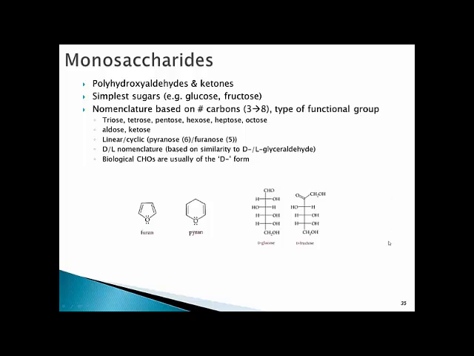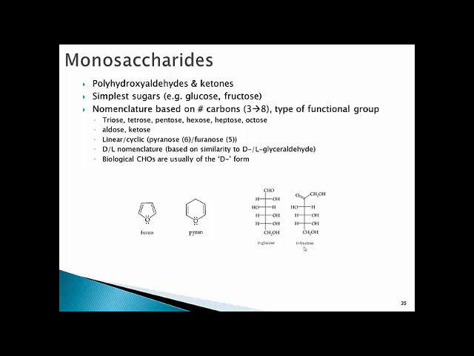The simplest sugars, examples include fructose and glucose, so one sugar units, and the nomenclature is based on the number of carbons ranging from 3 to 8 and the type of functional group that each of those carbons have. For example, a 3-carbon sugar would be a triose, 4-carbon sugar would be a tetrose, 5 pentose, 6 hexose, 7 heptose, and an 8-carbon sugar would be an octose. They can have an aldose or a ketose, so an aldehyde or a ketone.